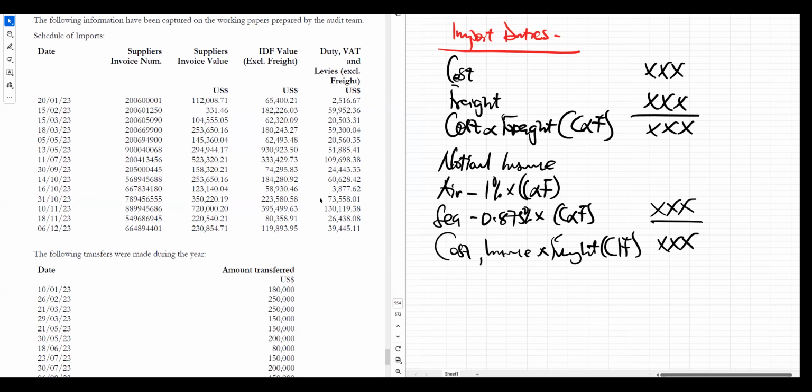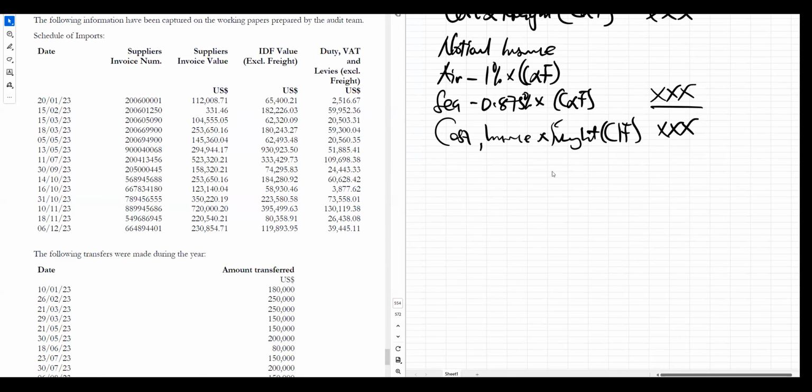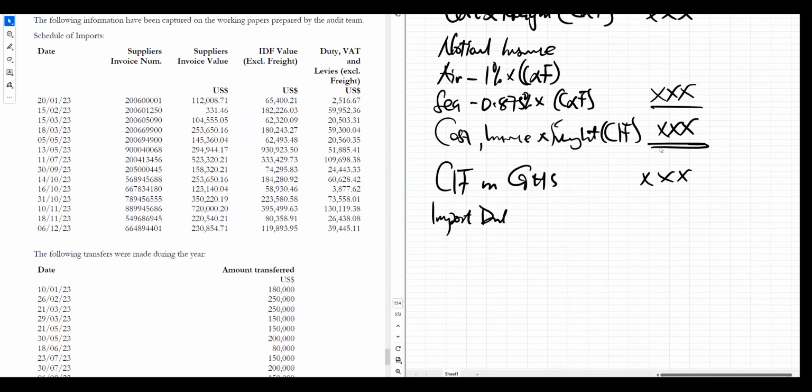Good. Any question? So cost, insurance, and freight. Now, if there's an exchange rate, you convert. So I will mostly start with the cost, insurance, and freight in Ghana cedi, if they've given you an exchange rate. And this is where it gets interesting. Now you are going to compute the import duty on this. Do you get it? So the notional insurance comes in where the question has not given any insurance value.